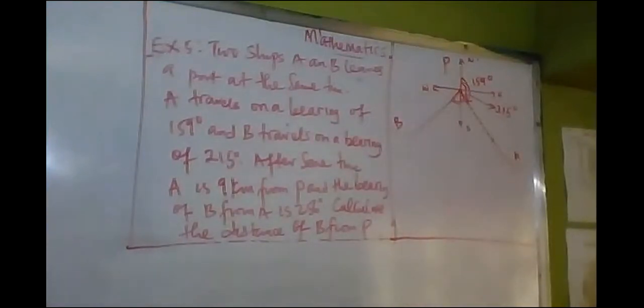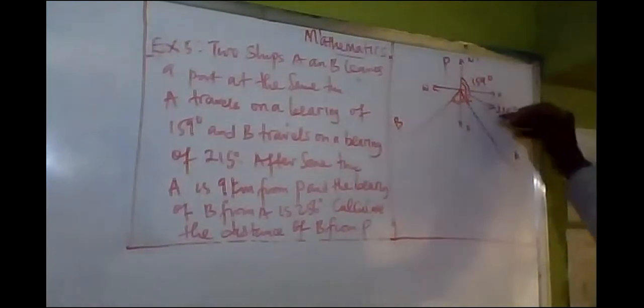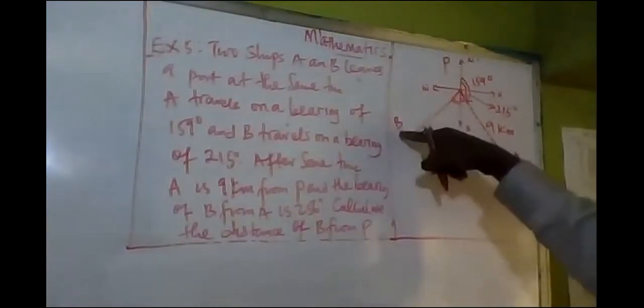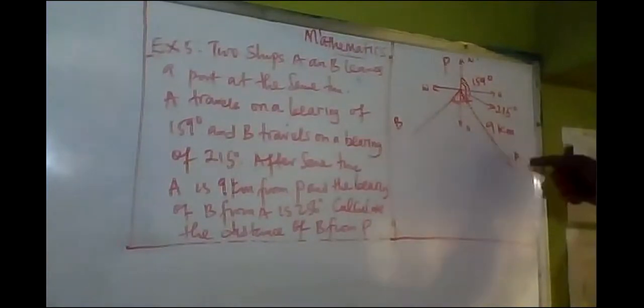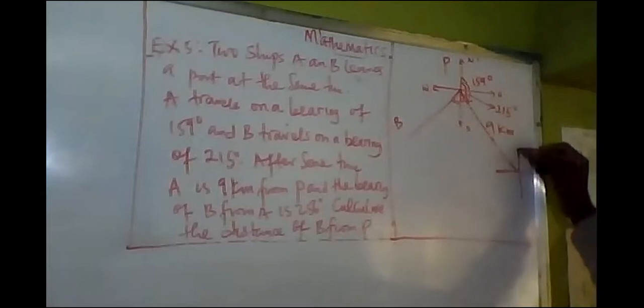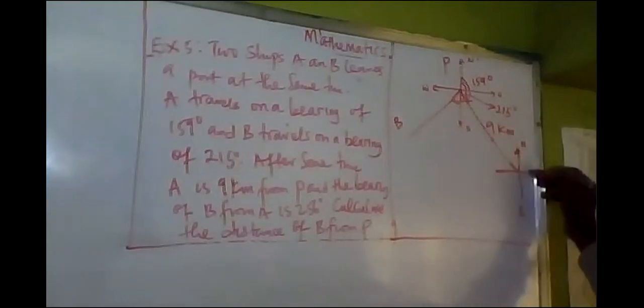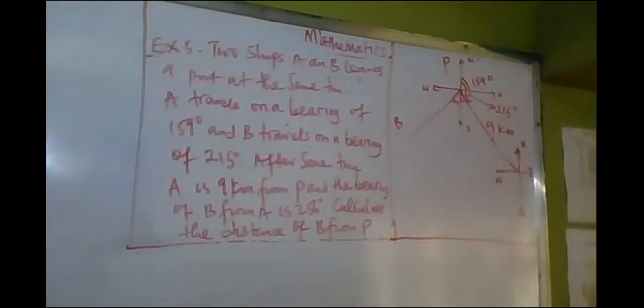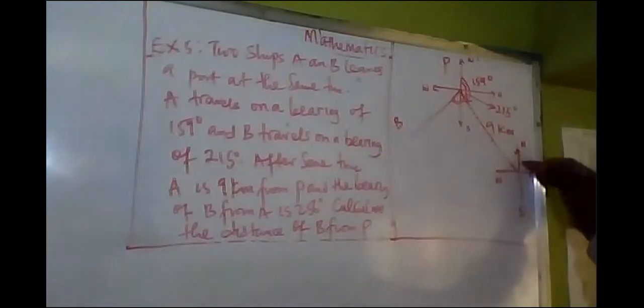They said now, after some time, A is 9 kilometers from P. So 9 kilometers from P. And the bearing of B from A. B from A. So the bearing should be from here. If it is A from B, you draw it here. But they said B from A. So let's go. Draw something like this. So north, south, east, west. So they said the bearing of B from A is 256. B from A is 256. So this is how the bearing will go.